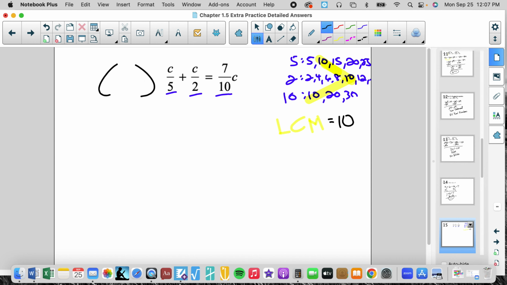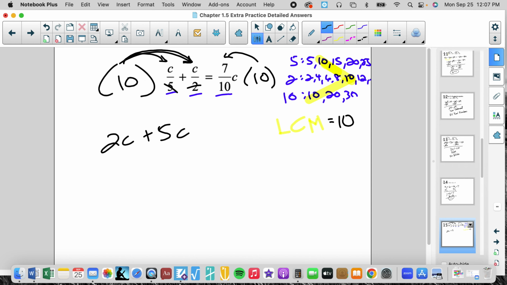So if we multiply everything by the common multiple, we will get rid of those denominators. 10 times c over 5, the 5 in the denominator cancels with 10, and we get 2c. Then we multiply c over 2 times 10. The 2 in the denominator cancels with the 10 in the numerator to get 5c. And then the 10 and 10 equals 7c.